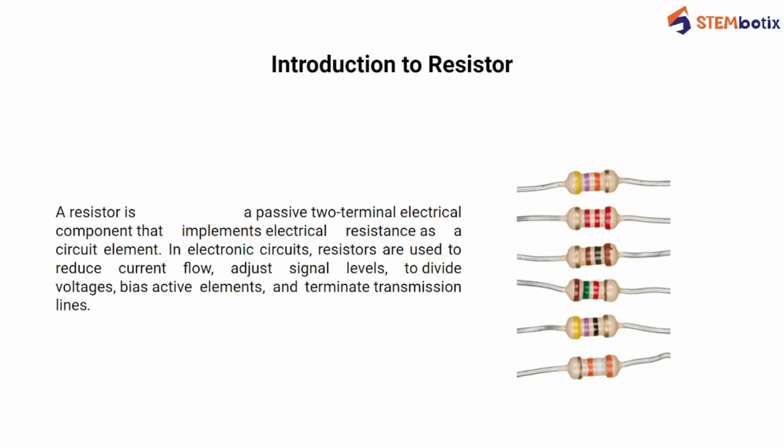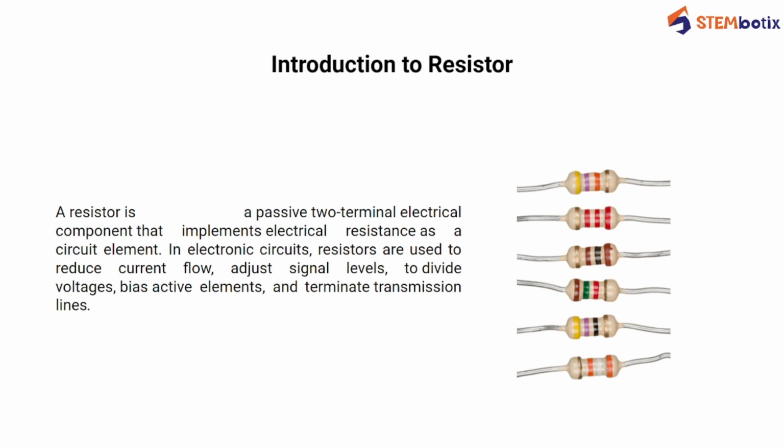So a resistor is a passive two-terminal electrical component that implements electrical resistance as a circuit element. In electronic circuits, resistors are used to reduce current flow, adjust signal levels, divide voltages, bias active elements, and terminate transmission lines. So these are the basic and the most effective uses of a resistor in a circuit.